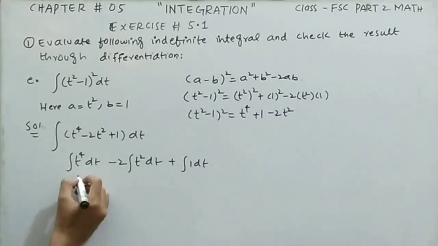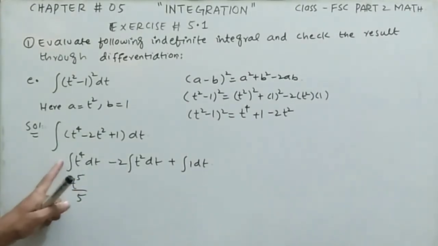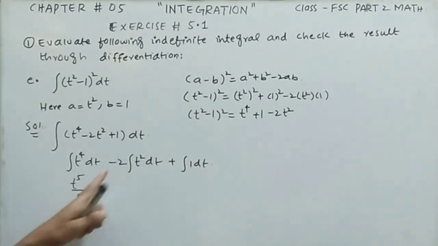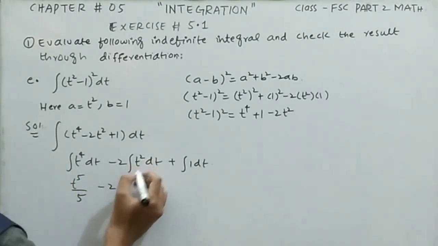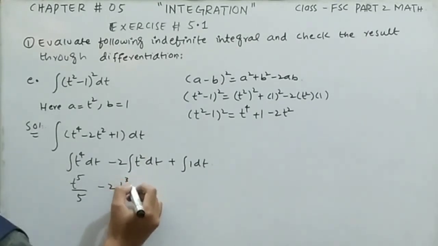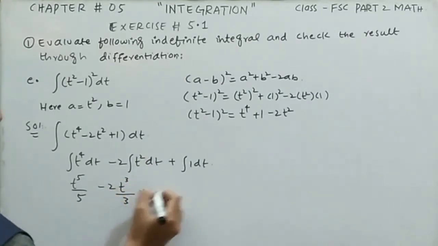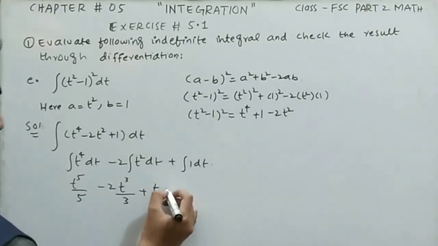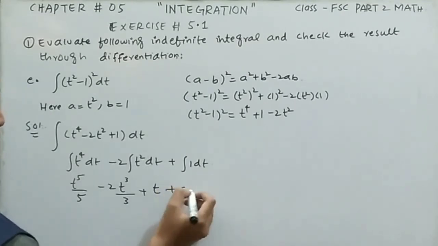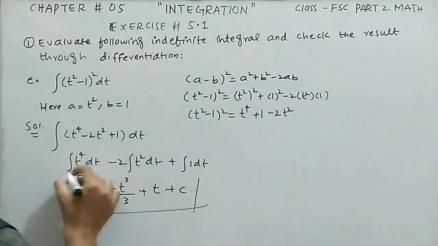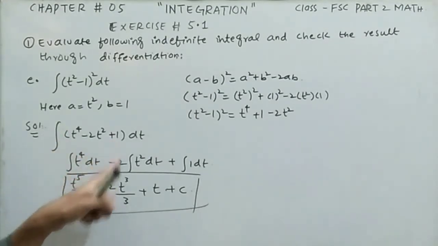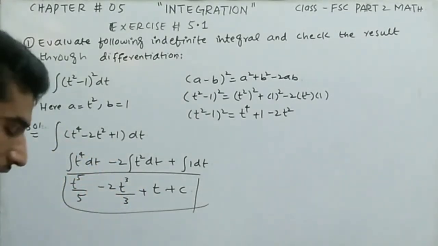So it becomes t^5 divided by 5 if we apply the generalized power rule: add 1 to the power, so it becomes t^5, and use the same number in the division. Then minus 2 times t^(2+1), which gives us t^3, also with 3 in the division, and plus the integration of 1, which is t, because if we differentiate t it gives us 1. Then plus a constant of integration. So this is the required answer. Now by differentiation it will give us t^4 minus 2t^2 plus 1, so this is the required answer.